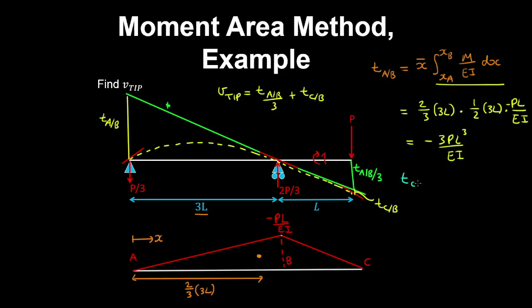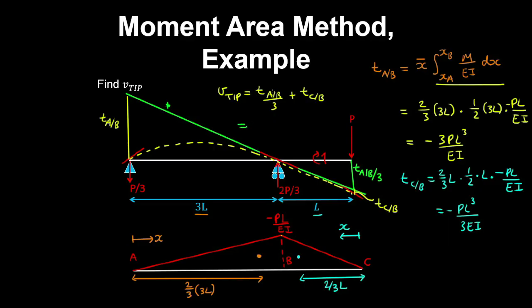And the tangent at C relative to B can be obtained in a similar way. So if we take our origin on the right, the centroid of the curvature diagram is at 2/3 L. So we have 2/3 L by the area under the curvature diagram, which is 1/2 by the base by the height. So that gives minus PL cubed on 3EI.